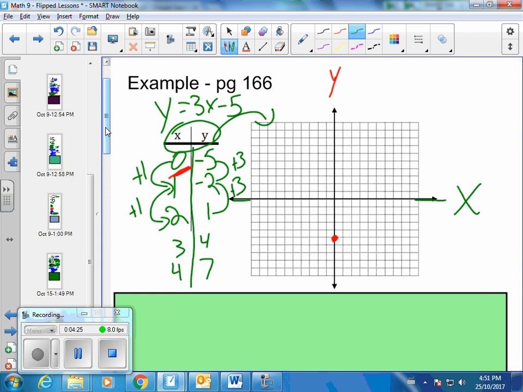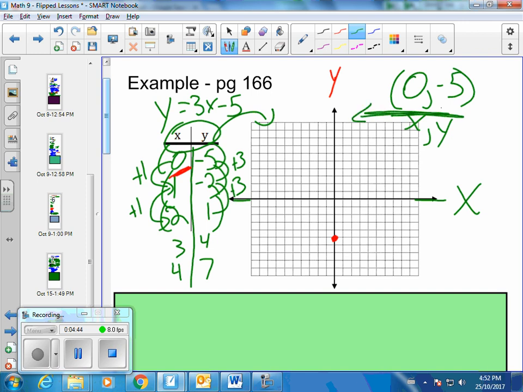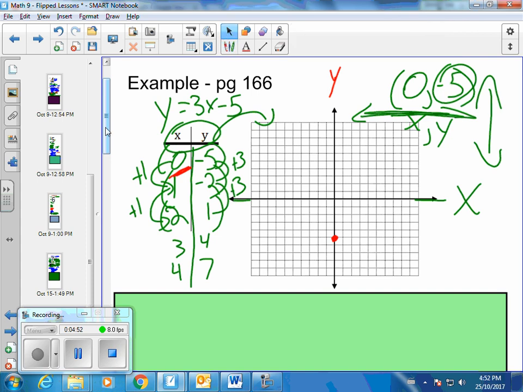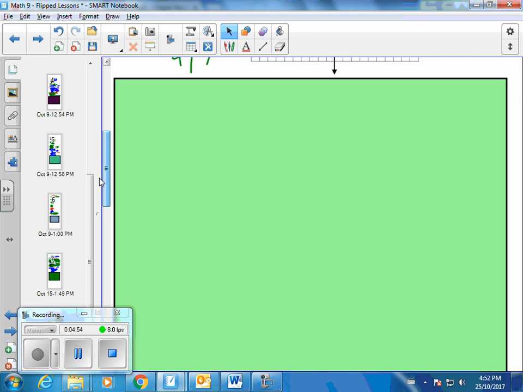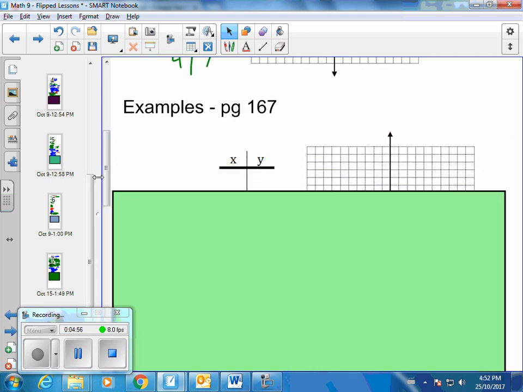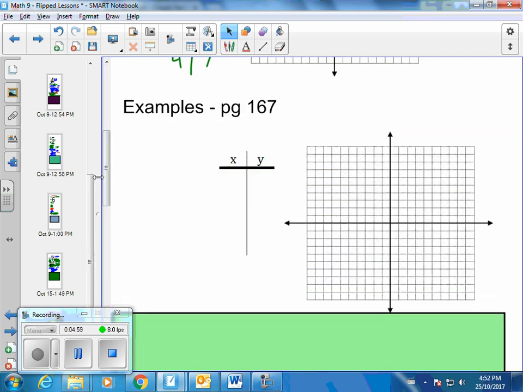So that is how we take the points from our table and transfer them onto our chart. Every pair of XY values is its own point on the graph. So 0 and negative 5, it's always going to be X and Y. This value determines my horizontal, and this value determines my vertical. Hopefully that makes sense. Let's move on to the next example. On the very next page, page 167, we actually have a couple of examples here.